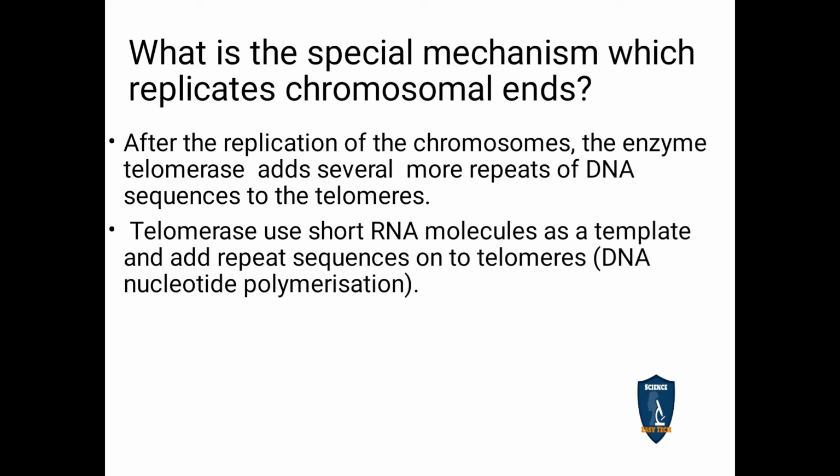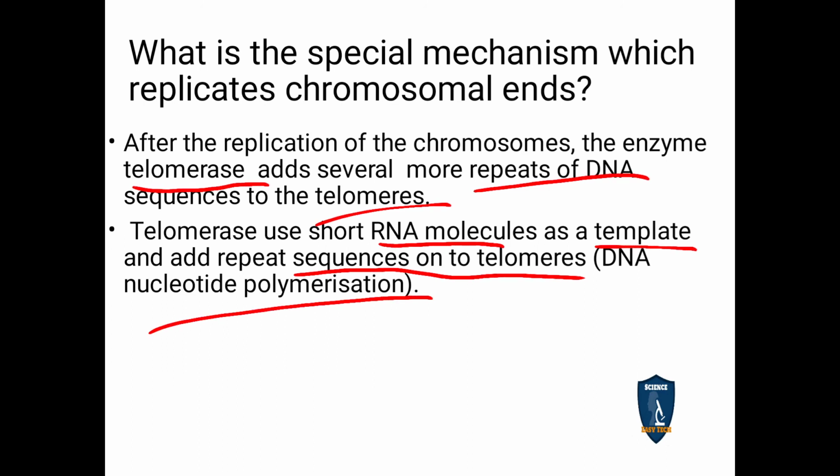So, what does the telomerase do? It is meristematic. It produces repeats of DNA and sequence of telomeres. Due to this, meristematic activity takes place. That means it acts using an RNA molecule as a template, and it forms repeat sequence on the telomeres. Due to this, DNA polymerization occurs.